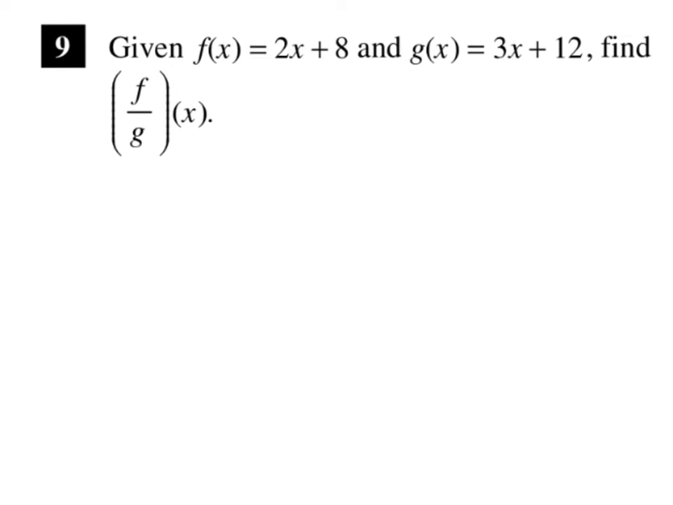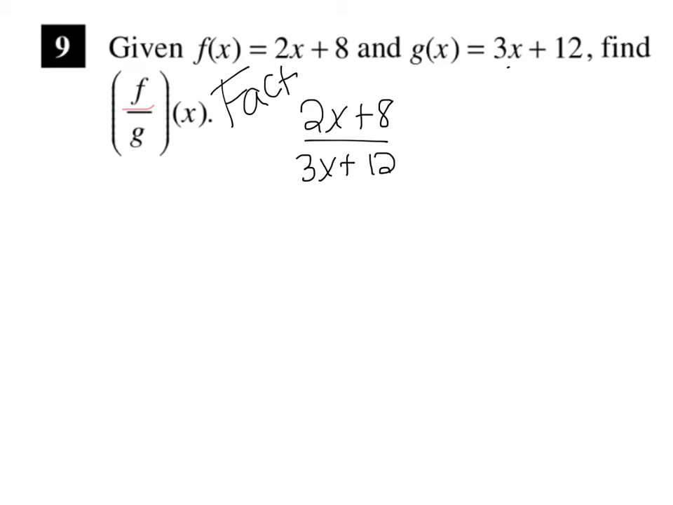Now we get to divide the functions. So f goes on top. G goes on bottom. And in order to cancel anything out, you have to factor. What's the first step in factoring? Look for a GCF. So let's just look on the top. What can we divide both 2x and 8 by? We can divide them both by 2. What are the leftovers that go next to those? Well, 2 divided by 2 is just 1x, and 8 divided by 2 is plus 4.